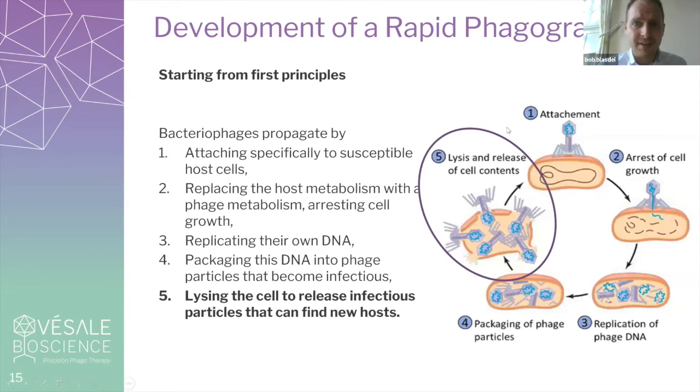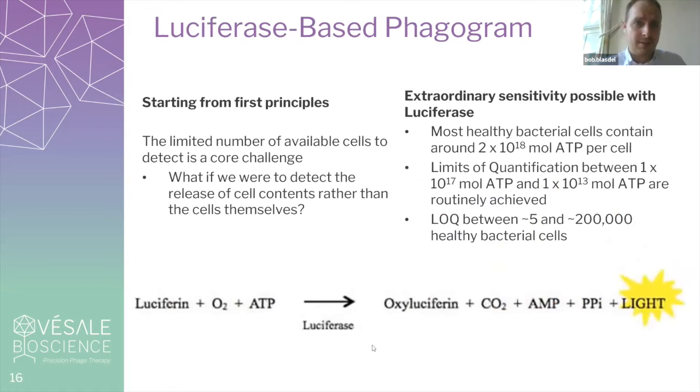And so what we decided to do instead is focus on step 5, the lysis and release of cell contents. So just starting from first principles, what if we were to detect the release of cell contents rather than the cells themselves? Inside every living bacterial cell is ATP that would be available to power a luciferase enzyme. So we put into the system luciferase and luciferin, which with oxygen turns into light.